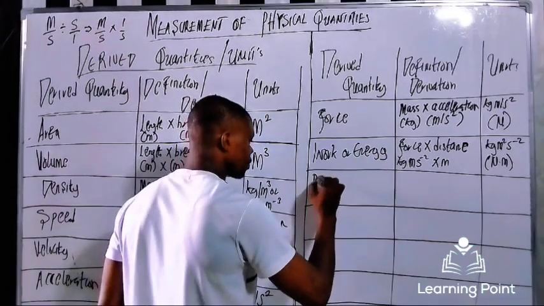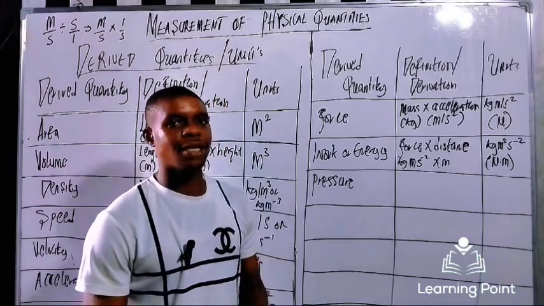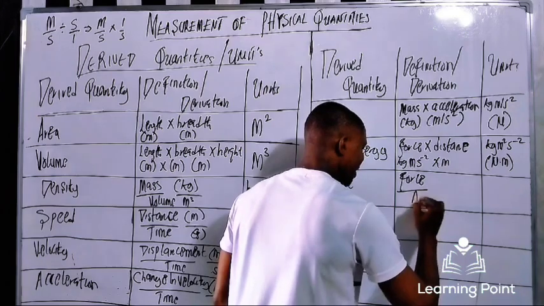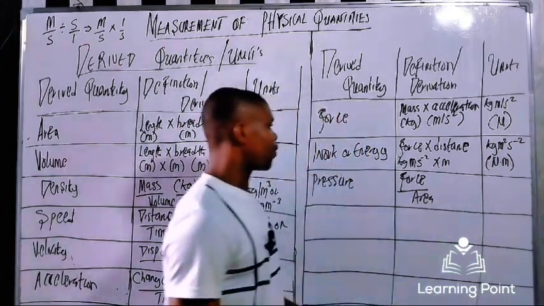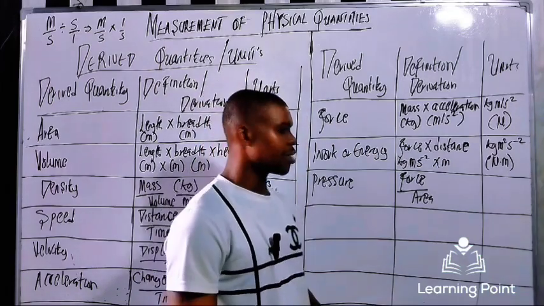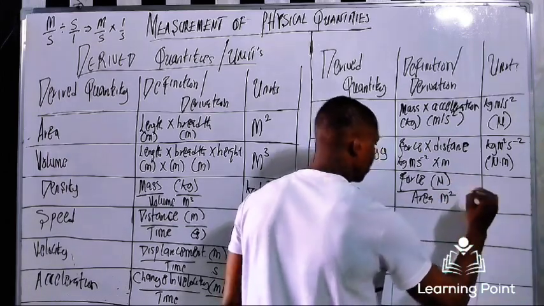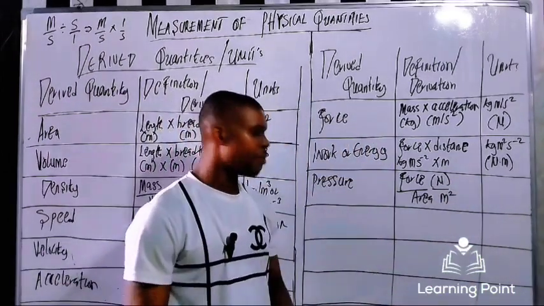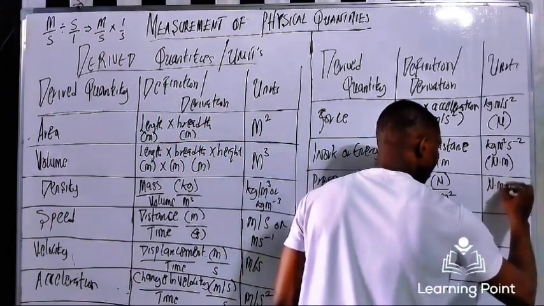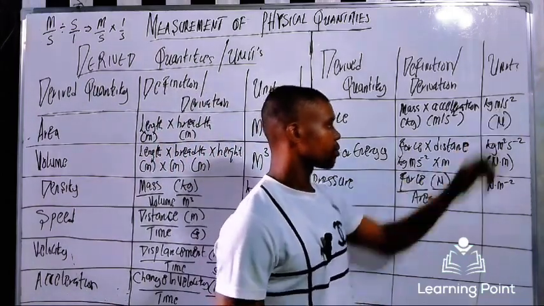pressure. Look at pressure. Now what is pressure? What is the definition of pressure? Pressure is force over area. Now what is force? Force is already Newton. What is area? Area is meter square. So Newton over meter square. So it will be Newton per meter square. Newton per meter square. That is it.